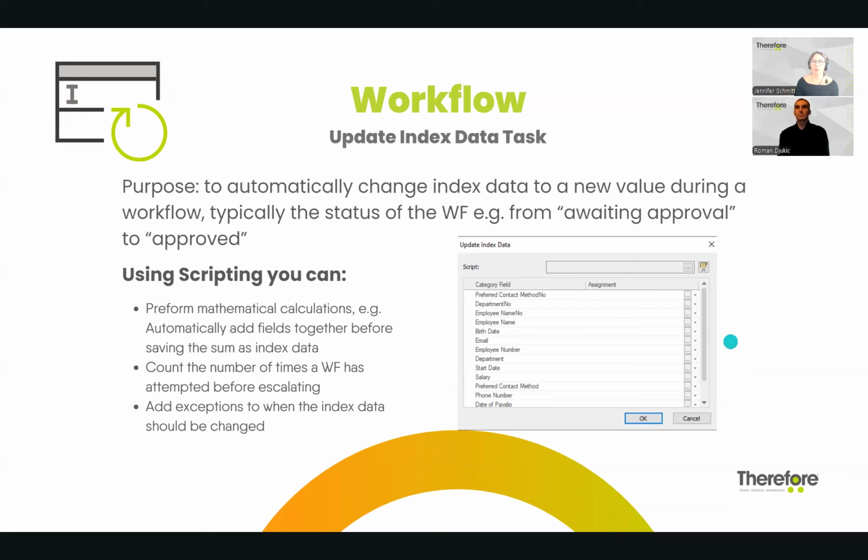And with scripting, we can actually further enhance that. Typically, without scripting, the change would be made always the same under all circumstances. It would just automatically change. But with scripting, you can perform a mathematical calculation. You can add fields together. You can dynamically count the number of times a workflow has been attempted before escalating. And then you can add some conditions on the transitions. And then you can also add exceptions to when the index data change should occur. So scripting can really add specificity to this workflow task.